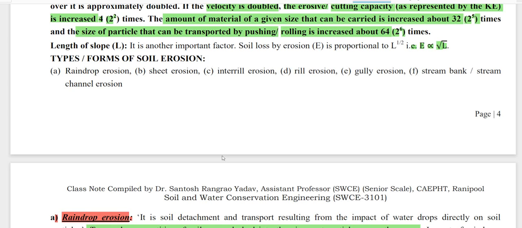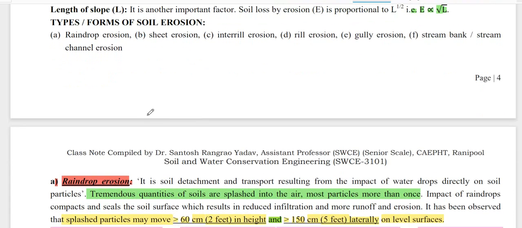So we have covered up to factors affecting water erosion. Now today we will start these types or forms of soil erosion. So there are six forms: raindrop erosion, which we call splash erosion, sheet erosion, internal erosion, rill erosion, gully erosion, and stream bank or stream channel erosion. These all come in sequence. First is splash, then sheet, then internal, then rill, then gully, then stream bank or stream channel.